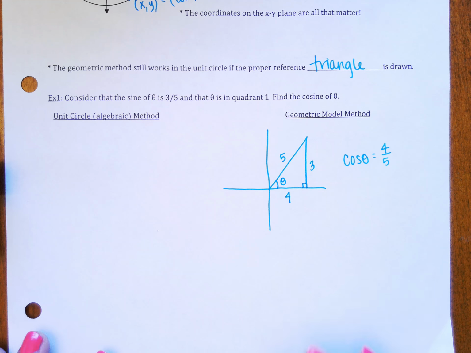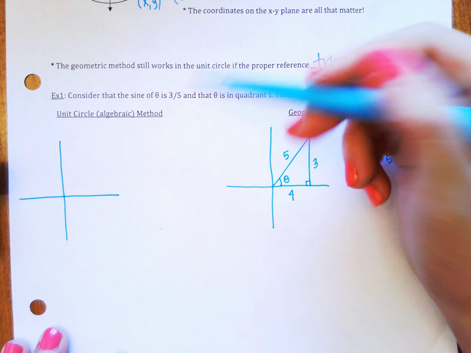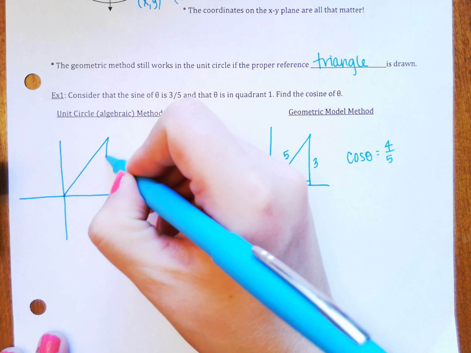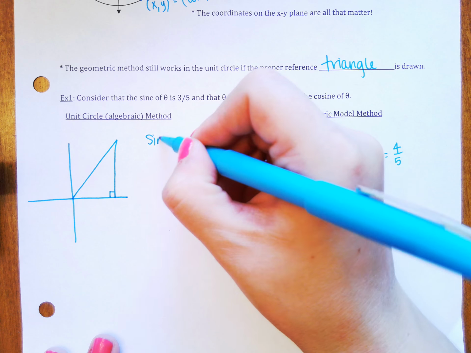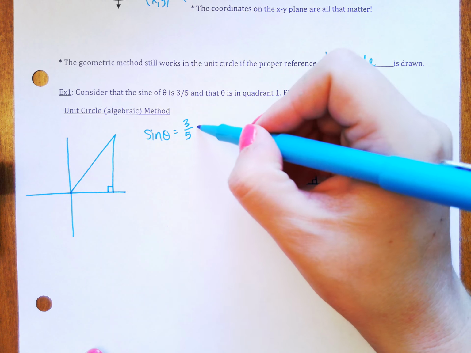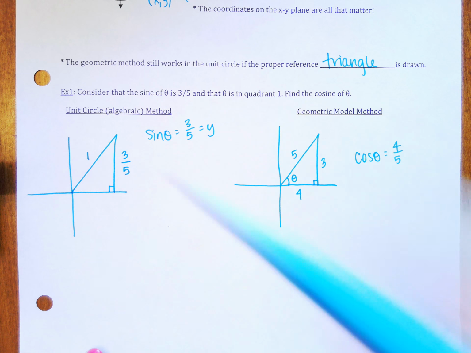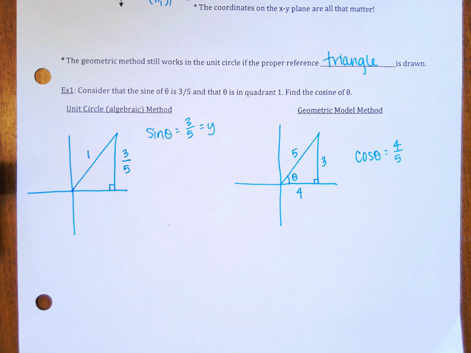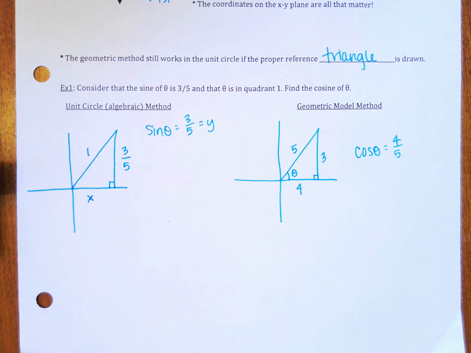So if I was going to use this with the unit circle, I'm still going to draw a triangle, but it's not going to be my opposite and my hypotenuse anymore. I'm going to represent my y-coordinate, since sine of theta is 3 over 5. I know that in my unit circle, this is really my y-coordinate. I'm going to label this as 3 over 5, and my hypotenuse is 1 on the unit circle. And this x value is what we're looking for.